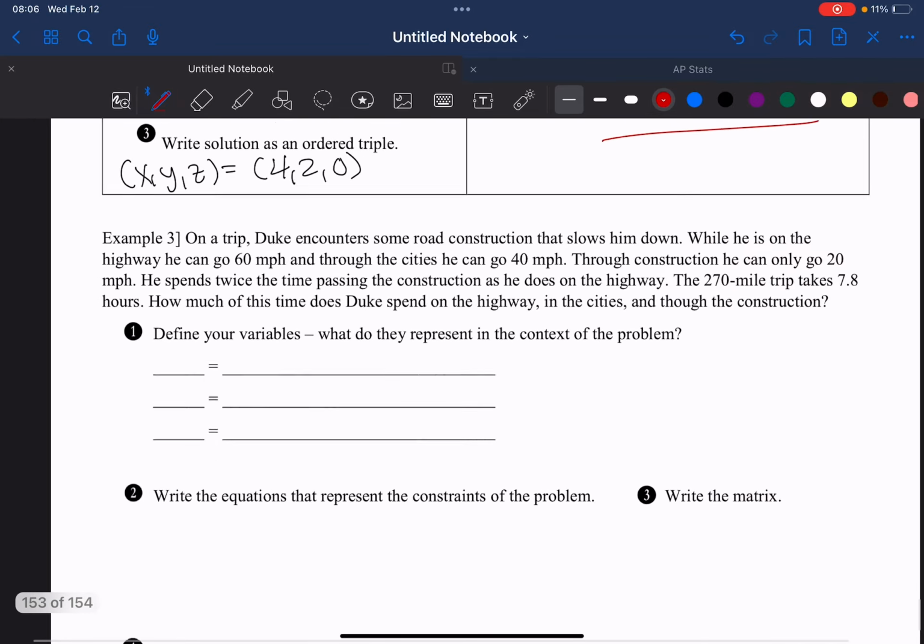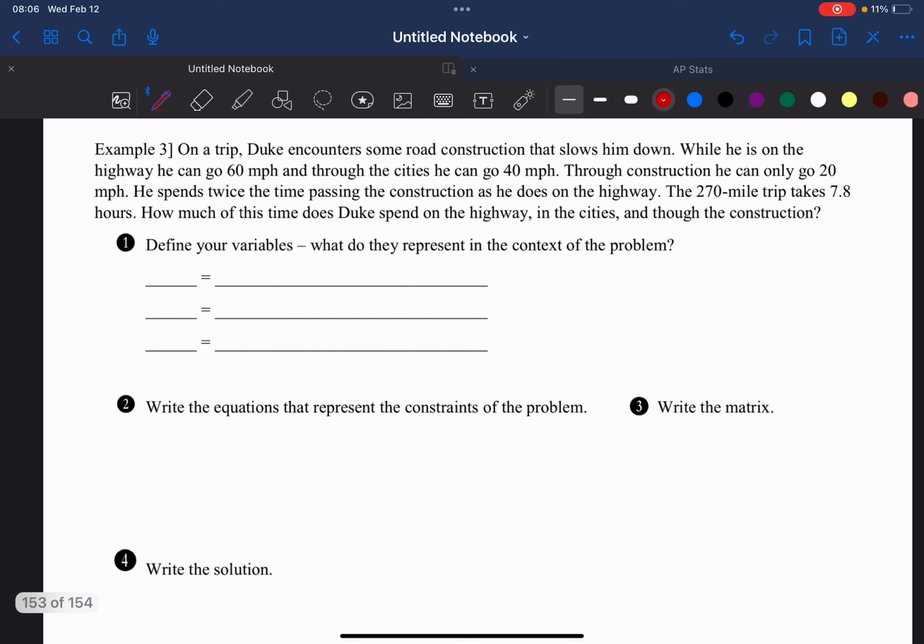Okay. So let's look at the first example of the application. It says, on a trip, Duke encounters some road construction that slows him down. While he is on the highway, he can go 60 miles per hour, and through the cities, he can go 40 miles per hour. Through construction, he can only go 20 miles per hour. He spends twice the time passing the construction as he does the highway. The 270-mile trip takes 7.8 hours. How much of this time does Duke spend on the highway, in the cities, and through the construction?